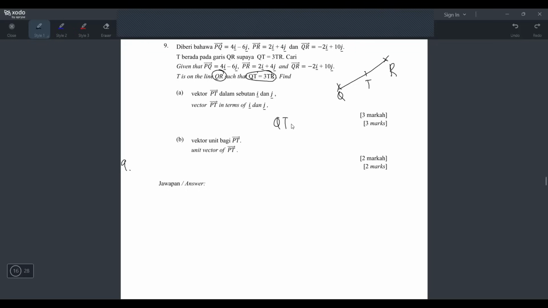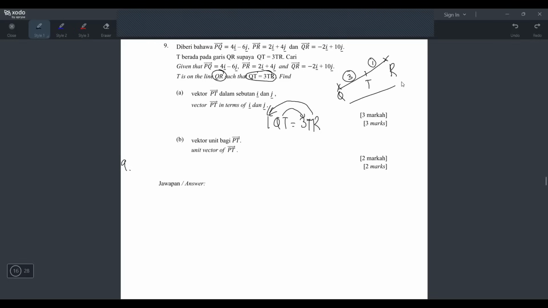Okay, if they say QT equals 3TR, you need to know that when you baca ratio, you kena baca macam ni, dalam dengan dalam, luar dengan luar, right? It means the QT ratio is 3, the TR ratio is whatever in front here. Okay, nothing here means 1. So QT, the ratio is 3, so I'm going to label 3 like this. And then TR is 1. And make sure you bulatkan lah sebab dia ratio.